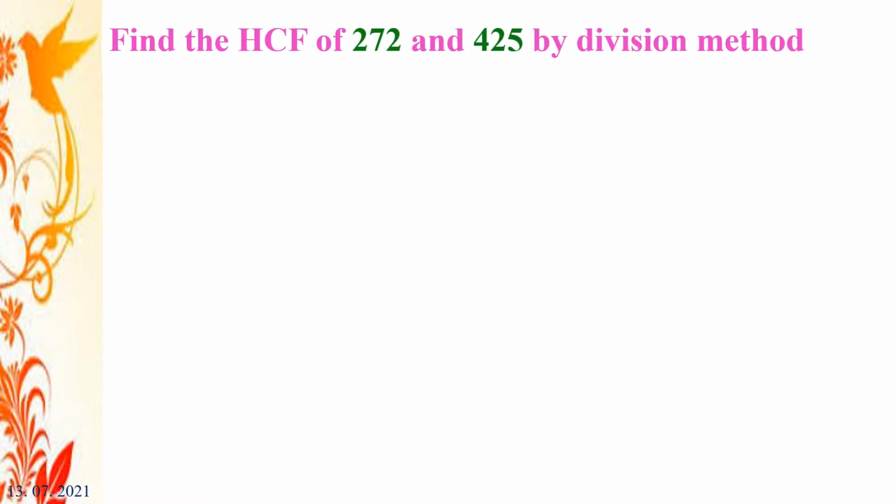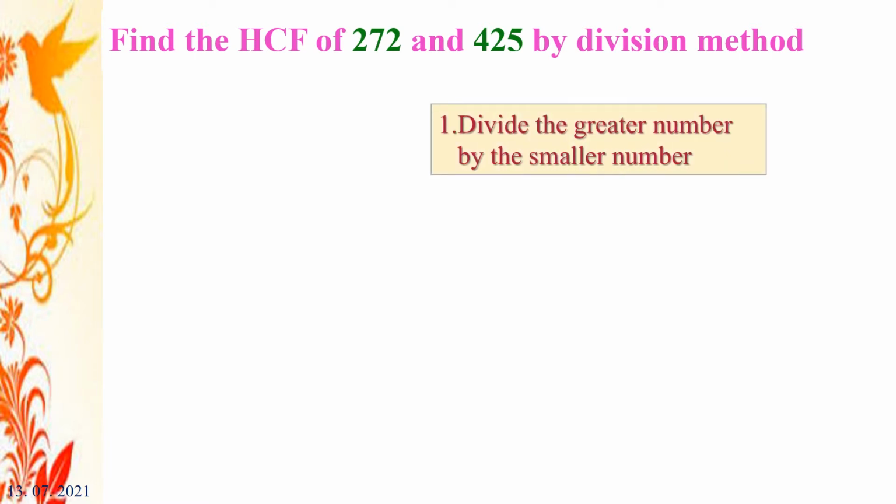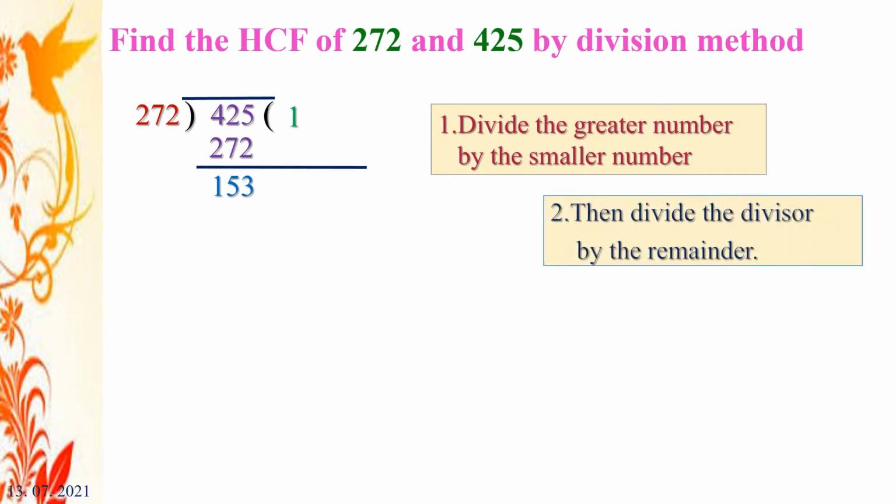Example, find the HCF of 272 and 425 by division method. First, we are going to follow the two steps. First one, divide the greater number by the smaller number. Here, the smaller number is 272 and the greater number is 425. How many times do we have 272 in 425? We have only one time. So write 272. Now, we are going to subtract. The remainder is 153.